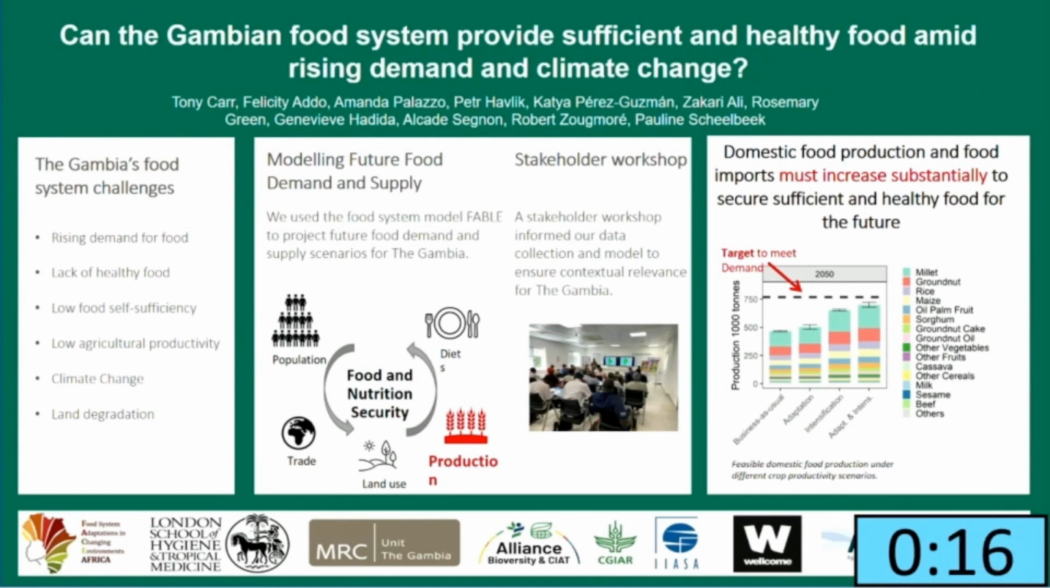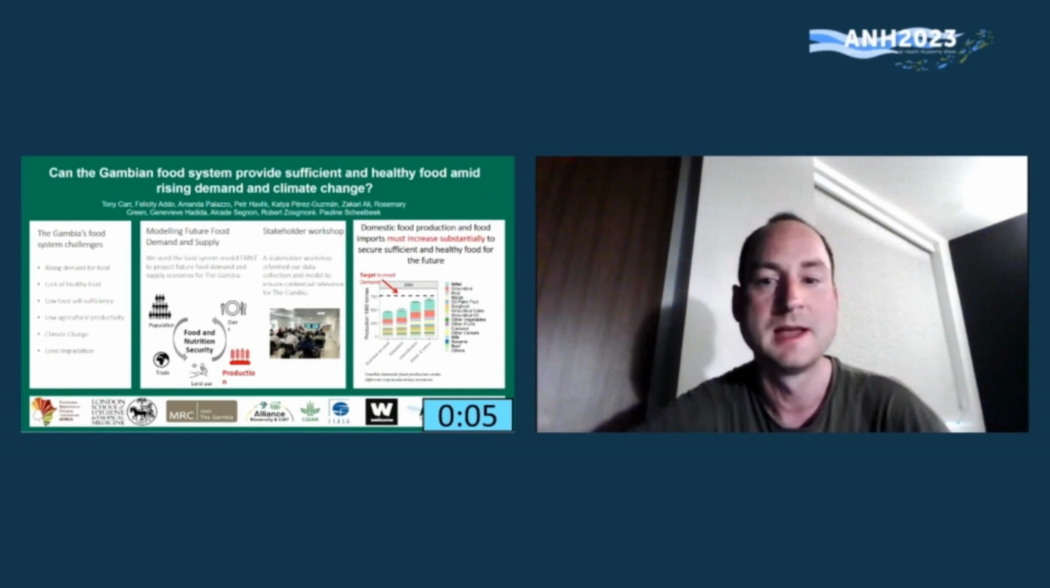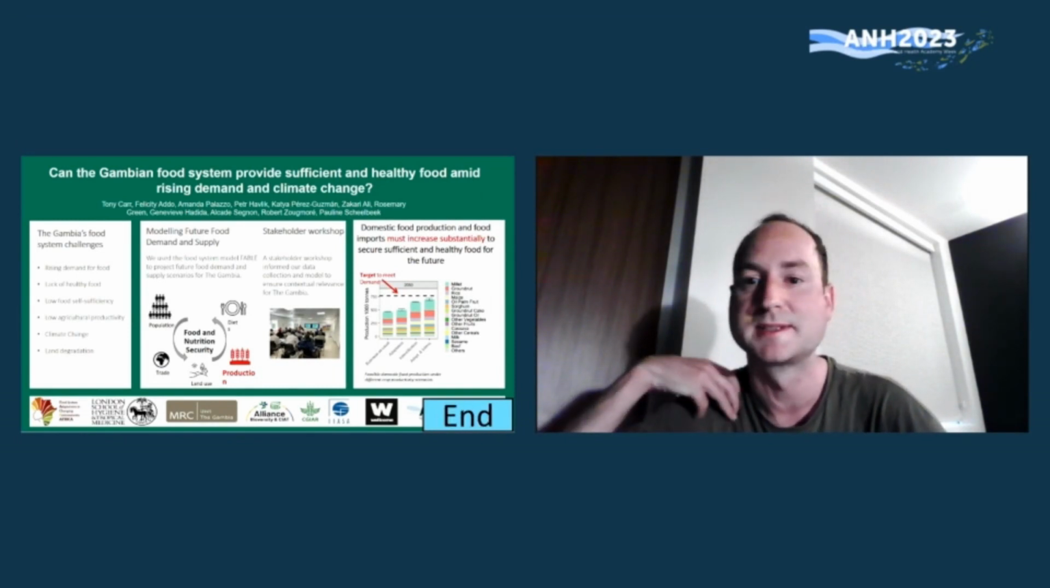Our results show that the current domestic food production will not meet national food demand by 2050, which leads to a supply-demand gap, but investments in fertilizer, irrigation, and climate change adaptation could halve this gap.